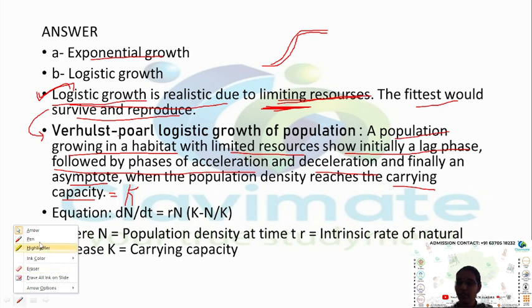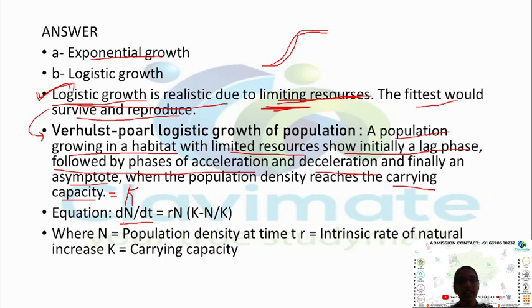Now the equation. We have to find the change in population size with respect to time, denoted by dN/dt, which is equal to rN times (K minus N) divided by K. K is the carrying capacity. r is, as I said before, the intrinsic rate of natural increase, or birth rate minus death rate. So we saw b minus d. So this is r.